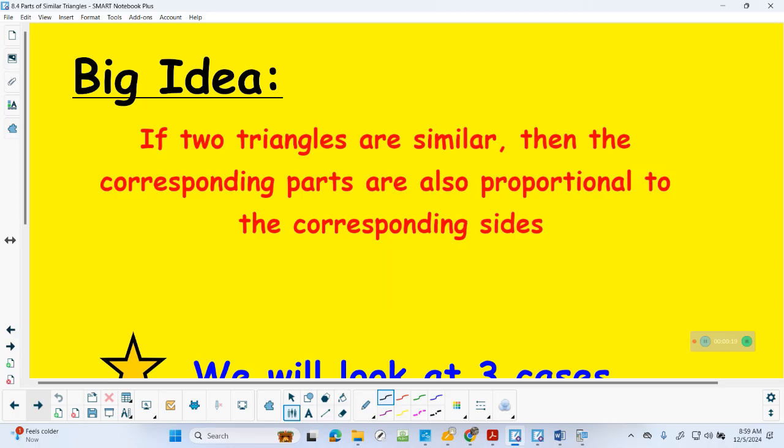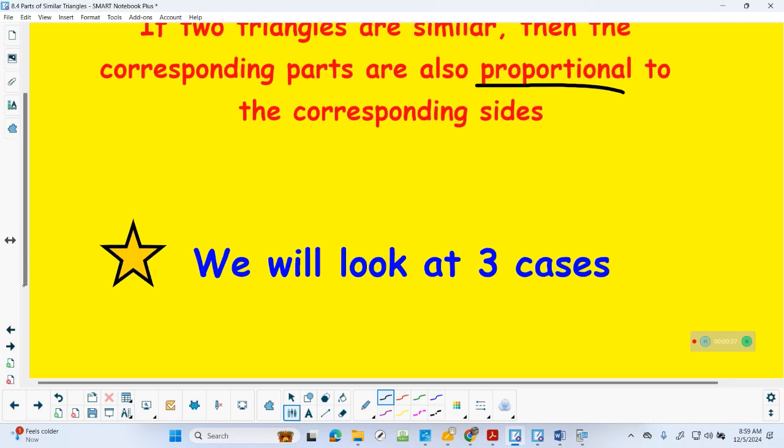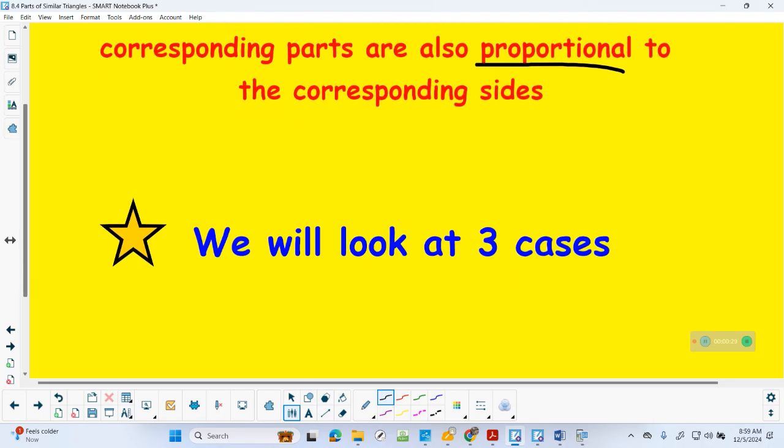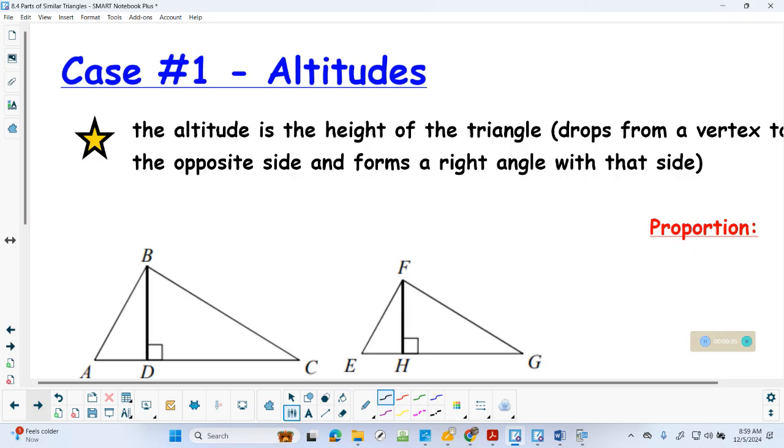If two triangles are similar, then the corresponding parts, same keyword as always, are proportional. So we're going to have the fractions. We're going to be using the cross products, all the good stuff. So there's three specific cases, three specific vocab words you've got to be aware of. One of them is altitude. Now, there's nothing for you to write down yet. I'm going to write on the side for you in a minute. So this is the first one, the altitude.